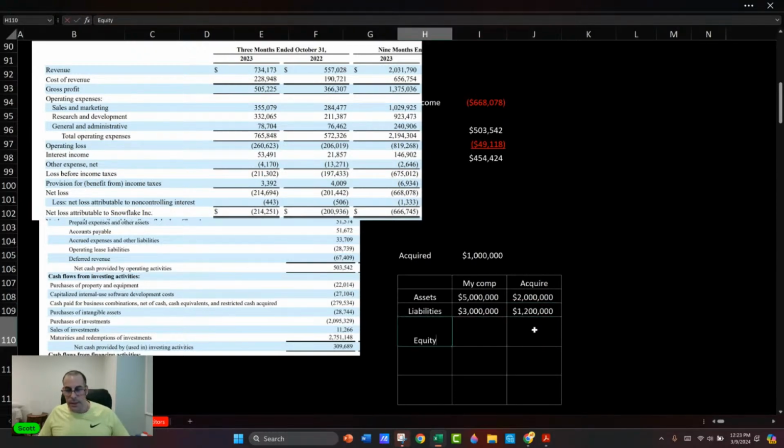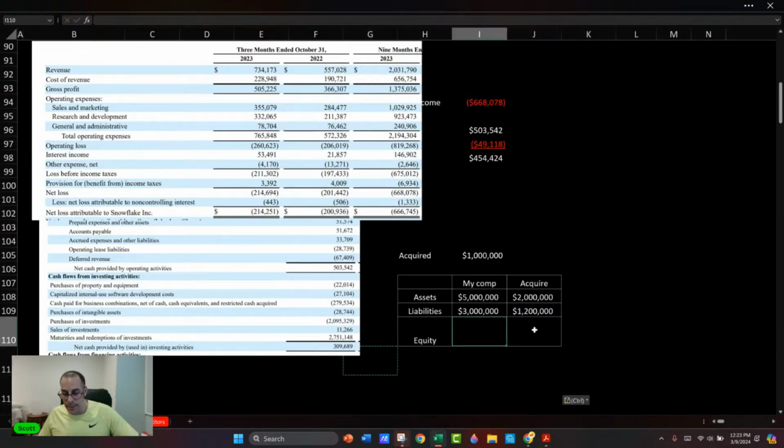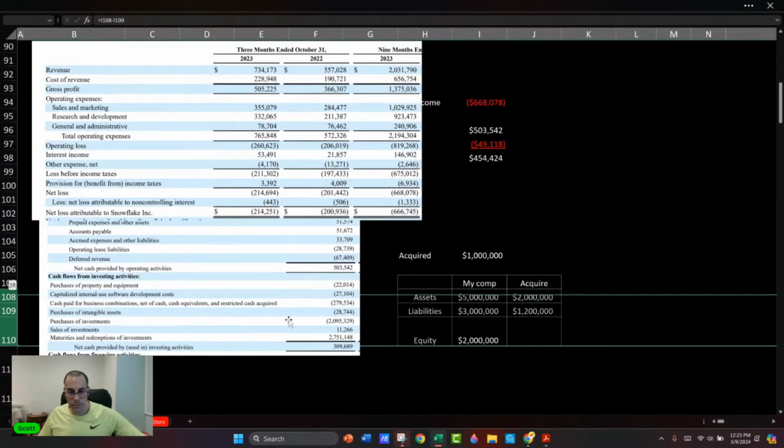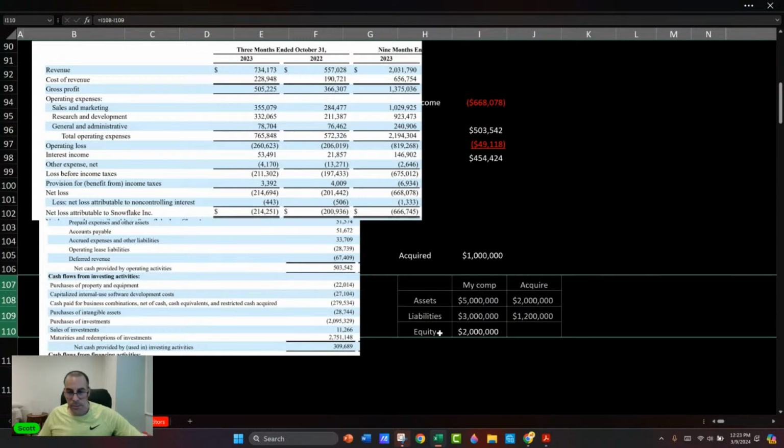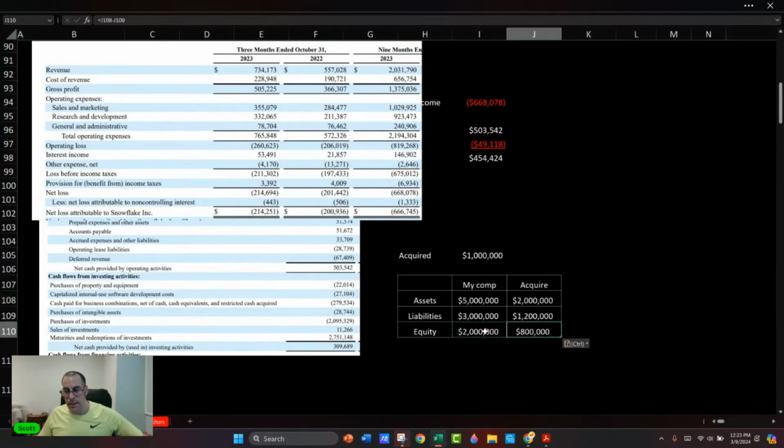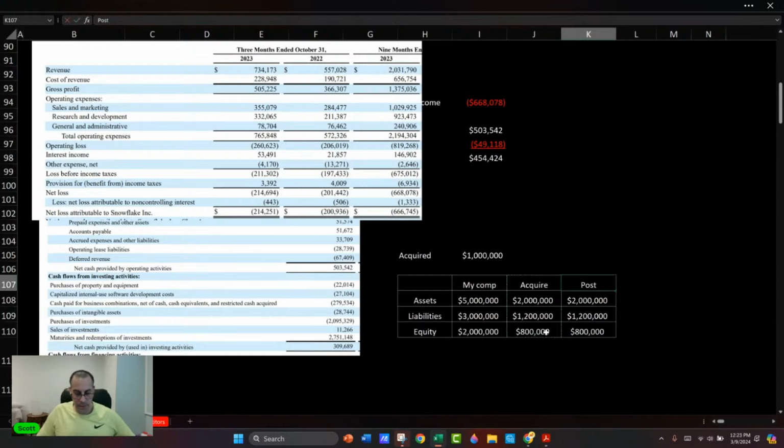So that means my equity, because equity is assets minus liabilities, right, is $2 million. And their equity is $800,000. So before the acquisition, this is what my company's balance sheet looks like. This is what I'll call company X. I want to acquire company X for $1 million.